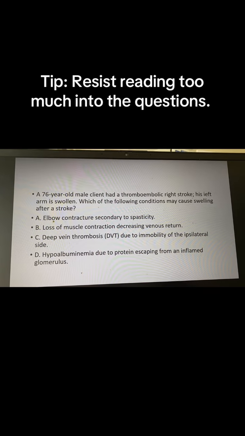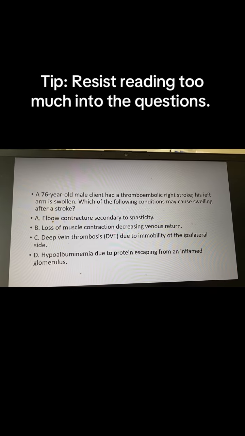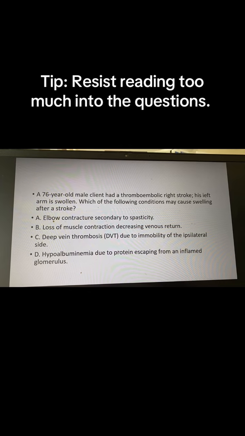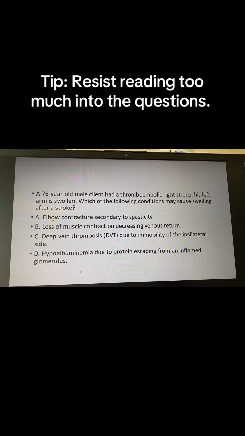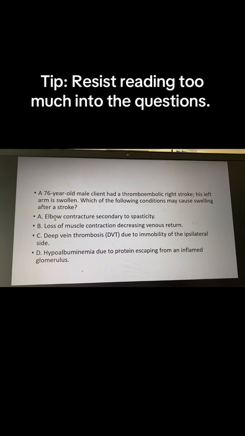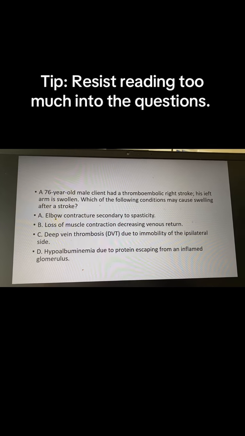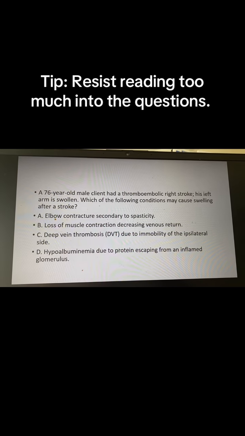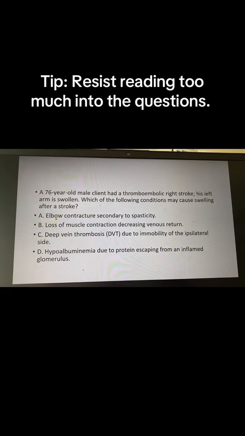All right, so is it A, elbow contracture secondary to spasticity, B, loss of muscle contraction decreasing venous return, C, deep vein thrombosis due to immobility of the ipsilateral side, or D, hypoalbuminemia due to protein escaping from an inflamed glomerulus?